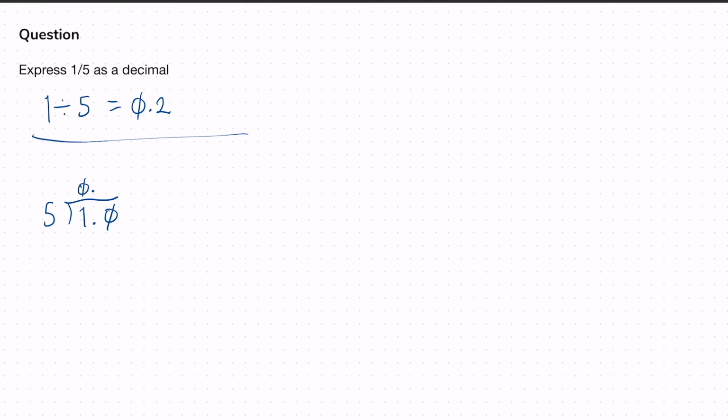Okay. So if 5 goes into 1 0 times, the next question I have to ask is, we're looking at the tenths now. So how many times does 5 tenths go into 1? Well, it goes into it twice. 5 tenths goes into 1, which is 10 tenths, twice. So that's how we do long division, or division, with fractions.